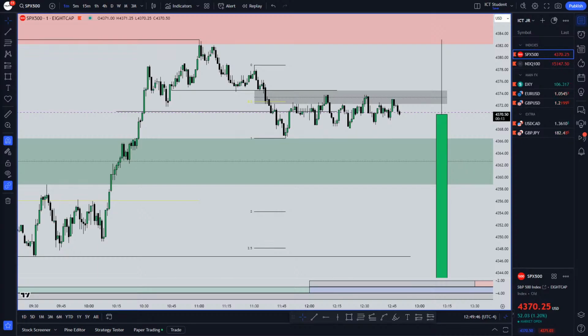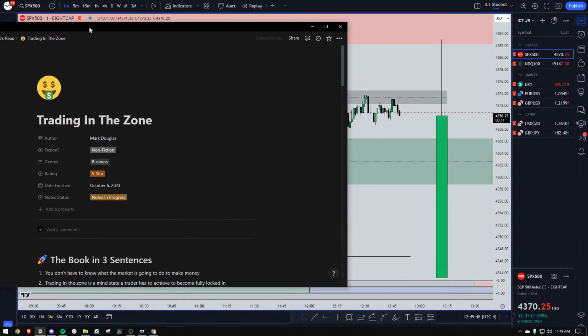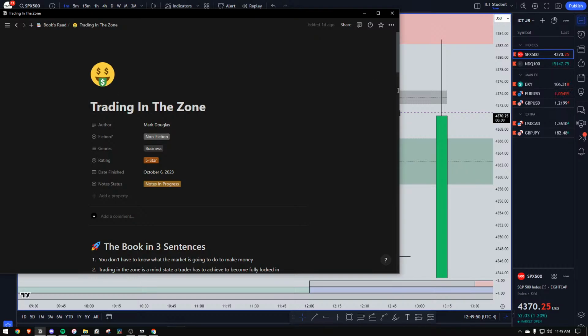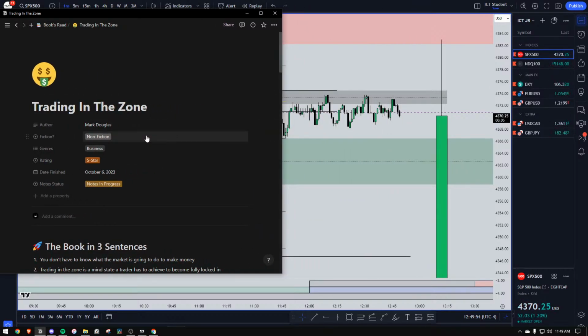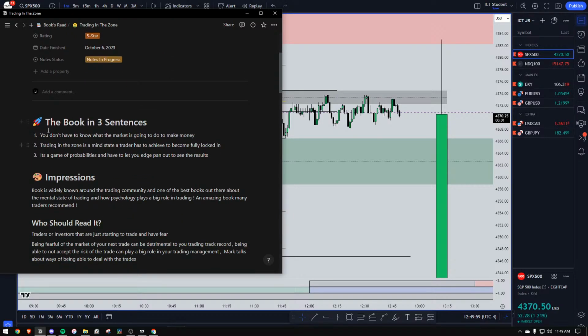Trading in the Zone. Let's show you that real quick. If we go to Trading in the Zone, a book I've read, let's show you basically what my notes were for Trading in the Zone. So, the book in three sentences.